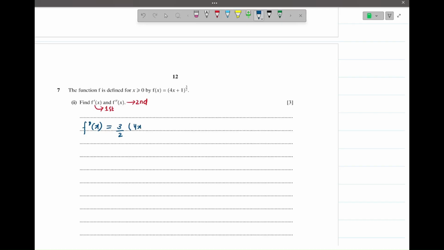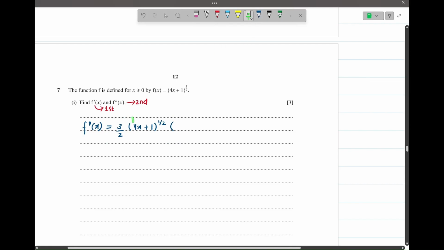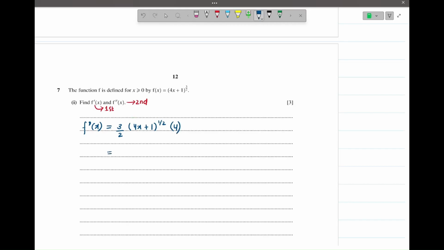I'm going to write down the bracket as it is, and I'm going to reduce the power by 1, so that's going to become 0.5 or 1 over 2. Remember over here what I've applied is simply chain rule, but it's not done as yet. You're also going to write down the derivative of this expression inside. That's going to be 4. This is going to leave you with 6(4x + 1) raised to power 1/2.